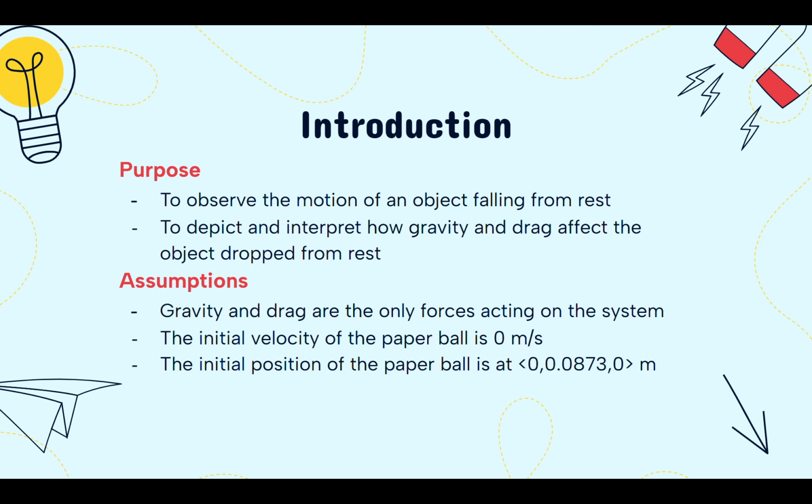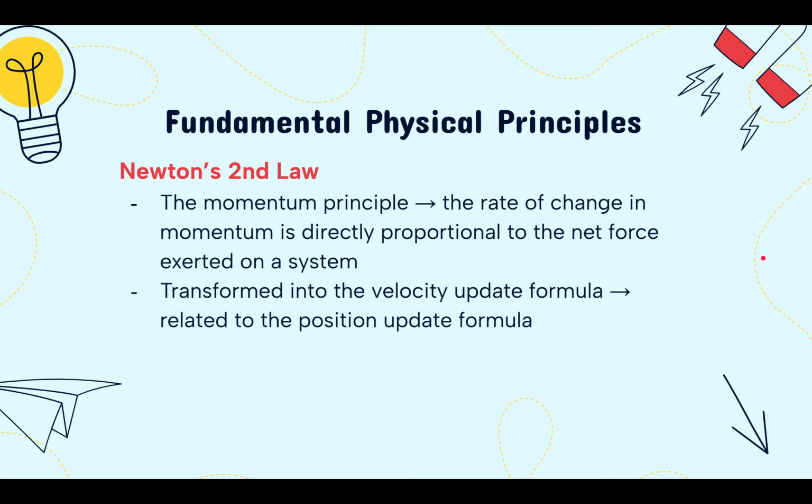A few assumptions include that gravity and drag are the only forces acting on the system. The initial velocity of the paper ball is 0 meters per second, and the initial position of the paper ball is at 0.0873 meters in the y-axis.